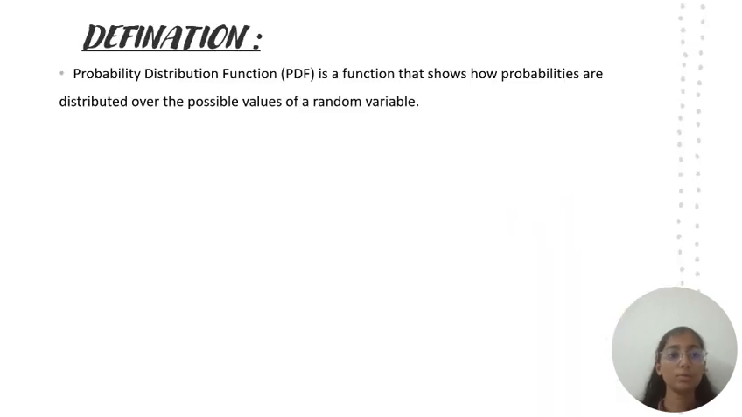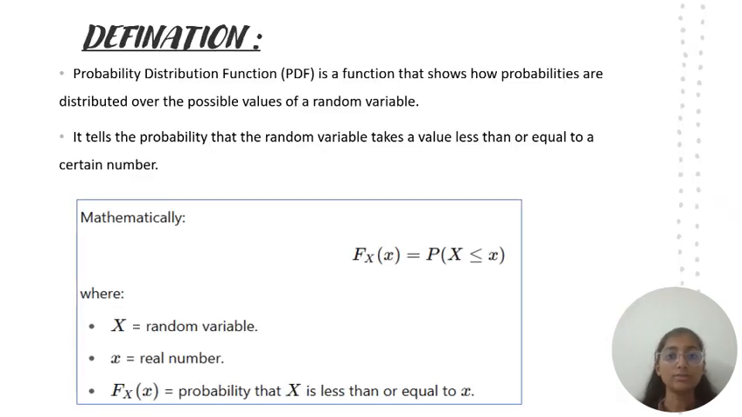What do you mean by probability distribution function? It shows how the probabilities are distributed over the elements. Mathematically it is represented as F_X(x) = P(X ≤ x). It is also called the cumulative distribution function, CDF. In the above equation, capital X represents the random variable and small x is the real number. Here we are going to add all the probabilities up to the value of small x.